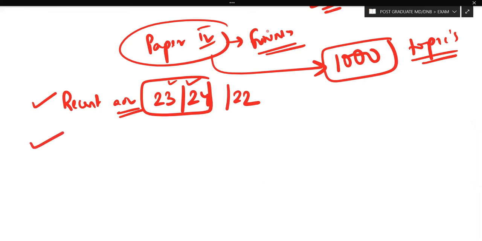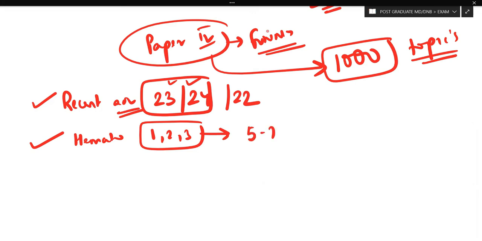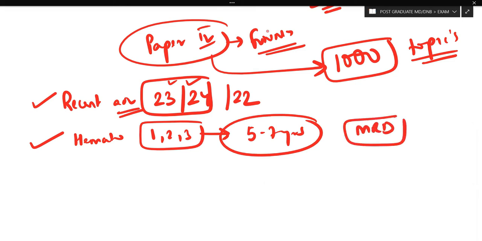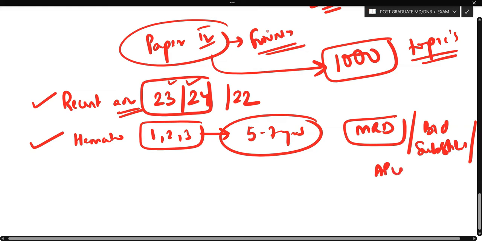Then after that, there is a hematology recent advance also, but there are 3 volumes: 1, 2, 3. You cannot read all the topics from hematology recent advance 1, 2, 3, but you should read those questions which have already appeared in the last 5 to 7 years. For example, minimal residual disease, MRD. A hematology recent advance question can also be asked in your paper number 3. For example, one question is blood substitutes. It comes. For example, one question like APLA syndrome.